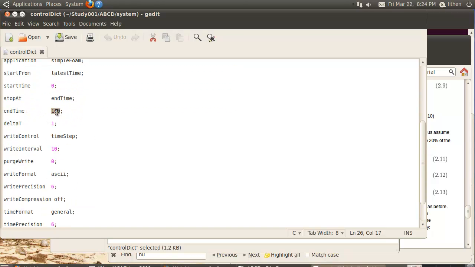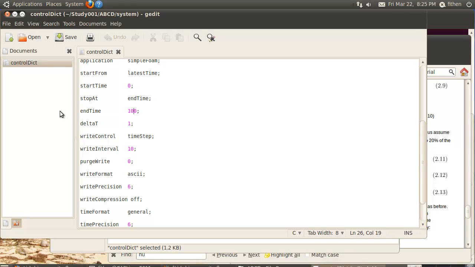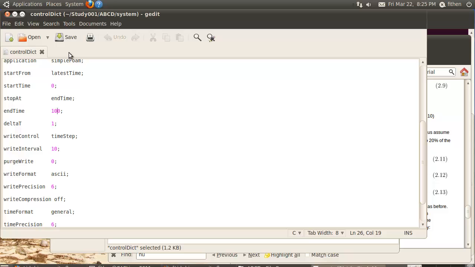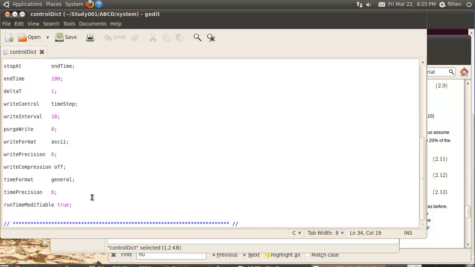We have the end time. It's essentially a time stepping routine that's not time accurate, but it does get you to the steady state solution. You can make it time accurate by using a different one. We're going to stop the simulation at 100 seconds. Our delta t is going to be 1 second. We're going to write a solution every 10 seconds.